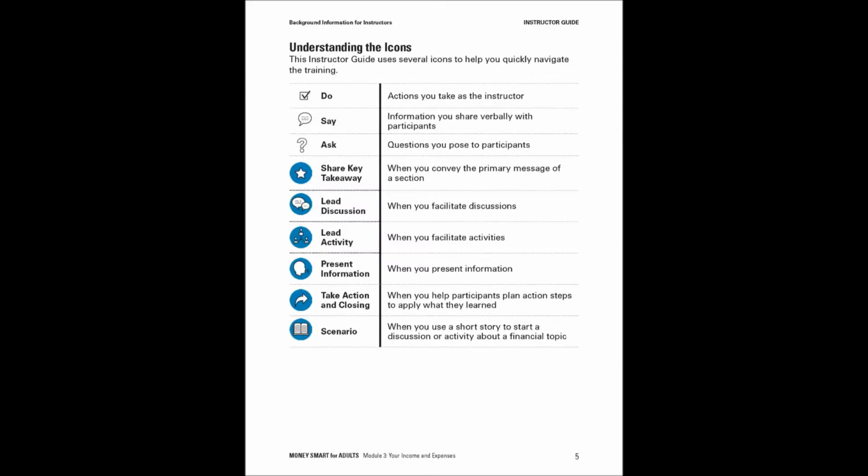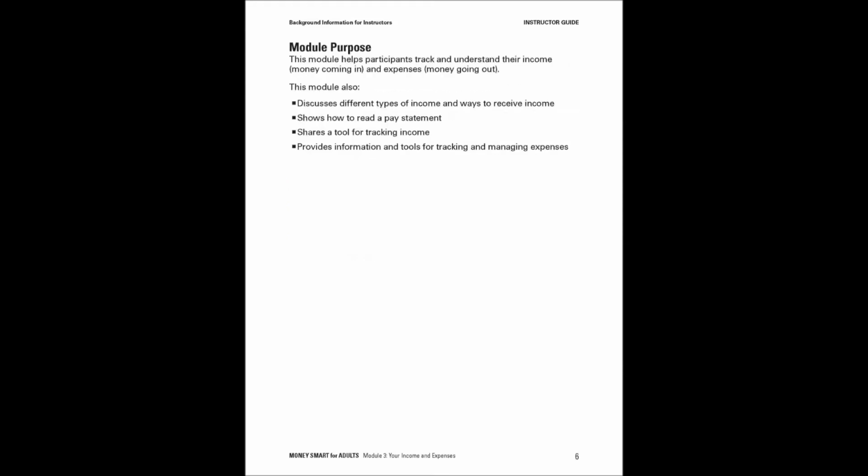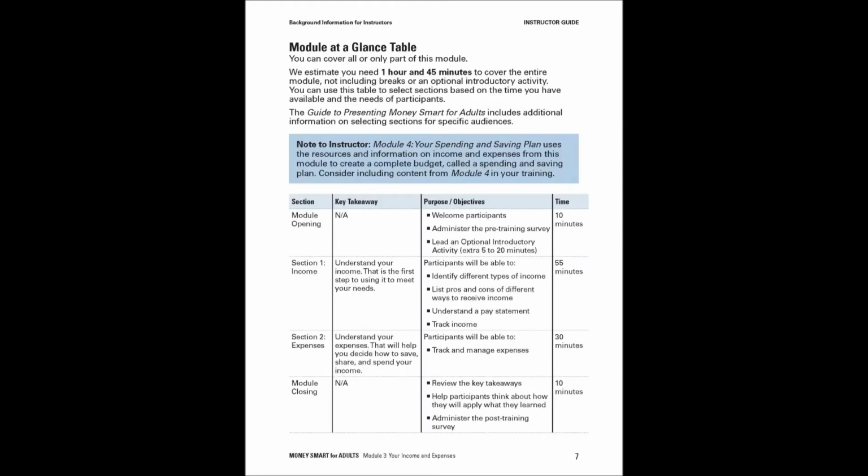Understanding the icons section is the same for all the other modules in the Money Smart for Adults training. You can reference them here as a refresher if you need to. The module purpose is to help participants to track and understand their income, money coming in, and expenses, money going out. The module also discusses different types of income and ways to receive income, shows how to read a pay statement, shares a tool for tracking income, and provides information and tools for tracking and managing expenses.